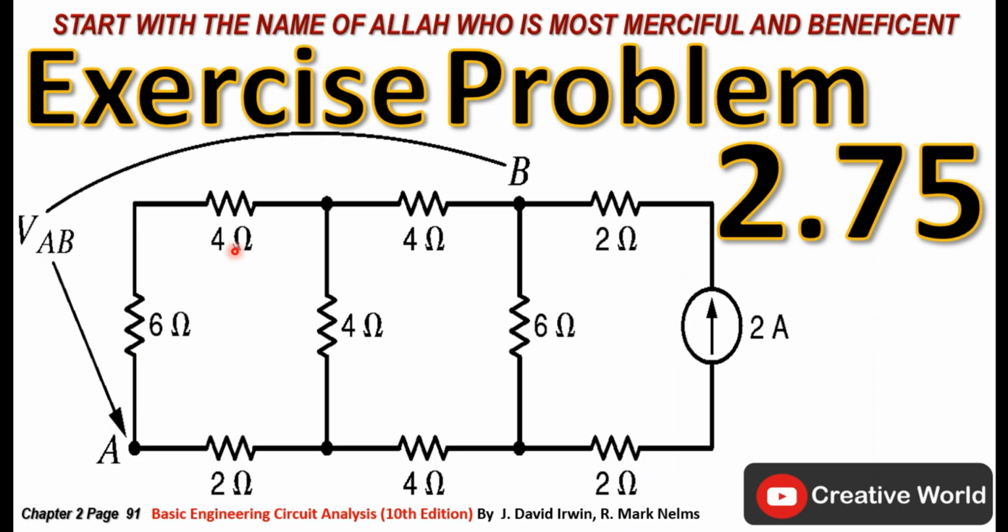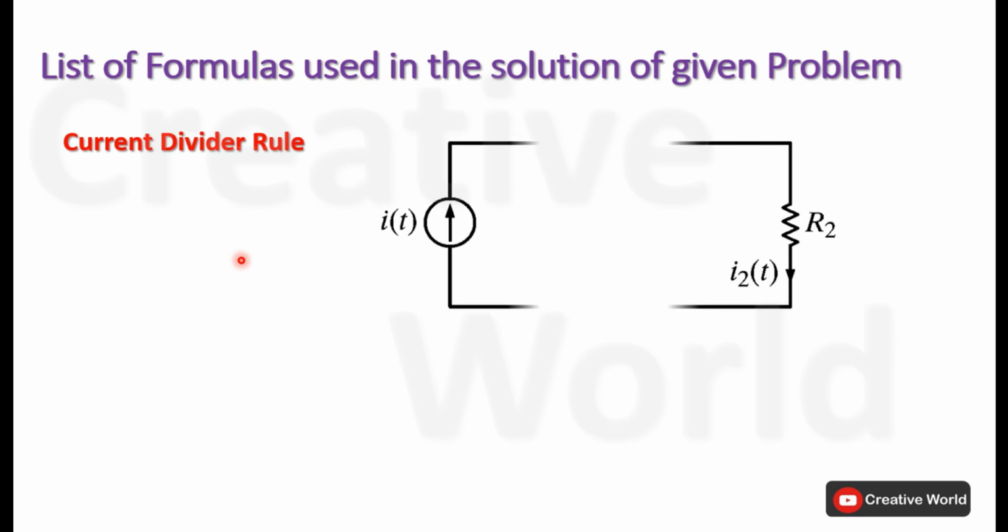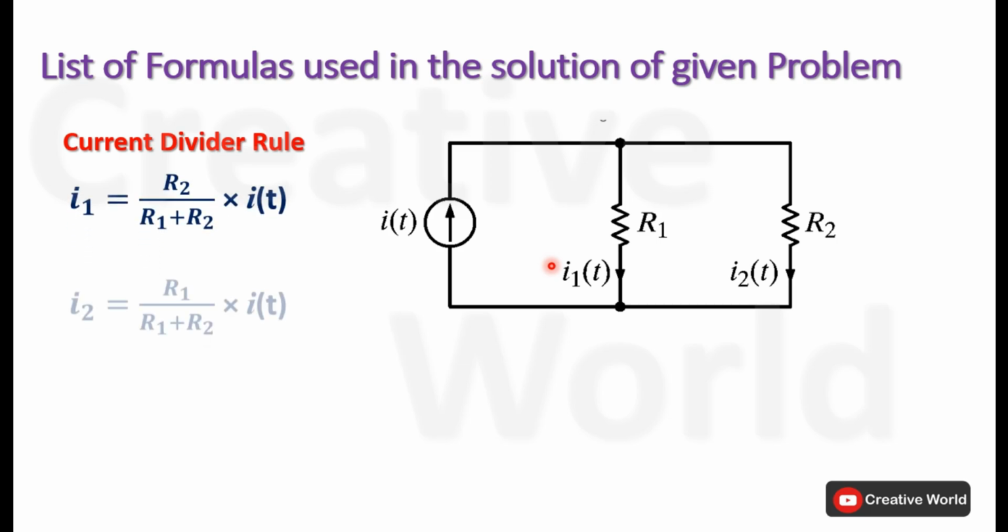Welcome to Creative World. In this video, we will solve Chapter 2 exercise problem number 2.75. While solving this problem, we will be using the current divider rule. Basic equations for the calculation of currents I1 and I2 for this particular circuit using the current divider rule are provided here.